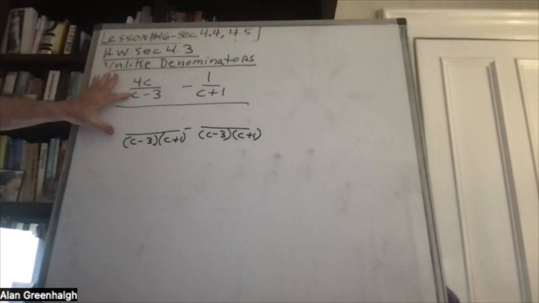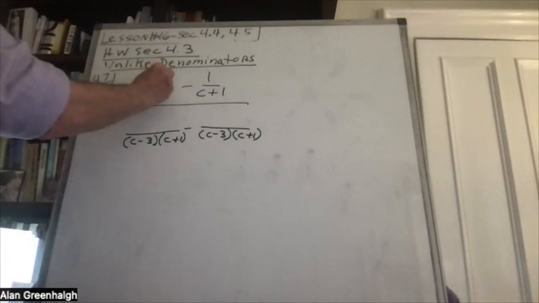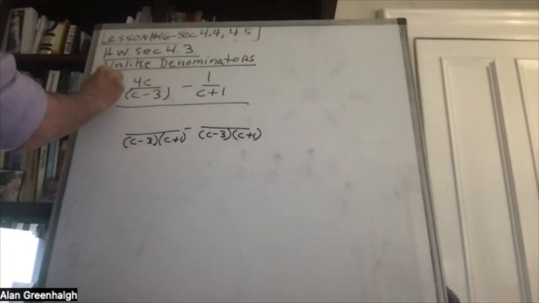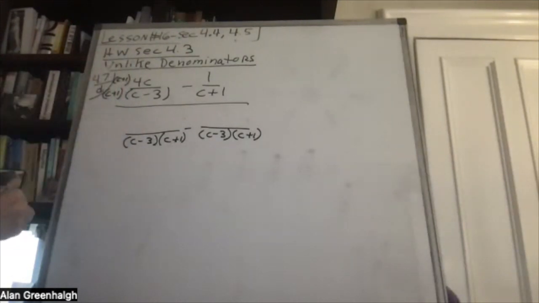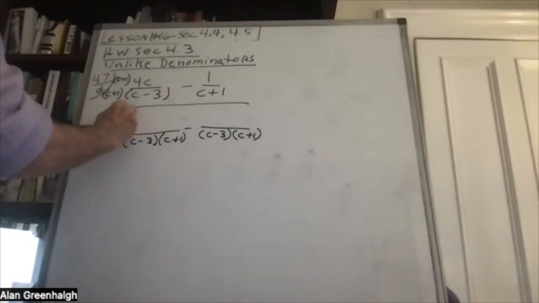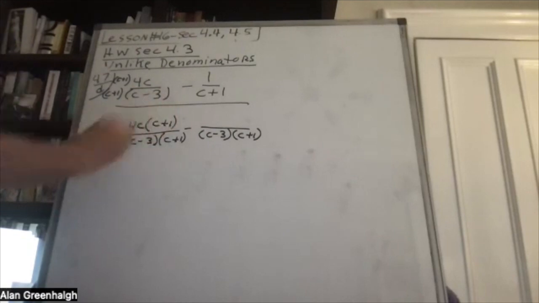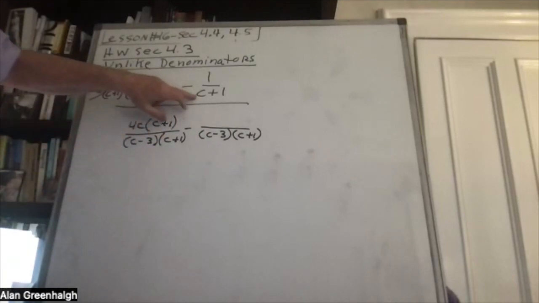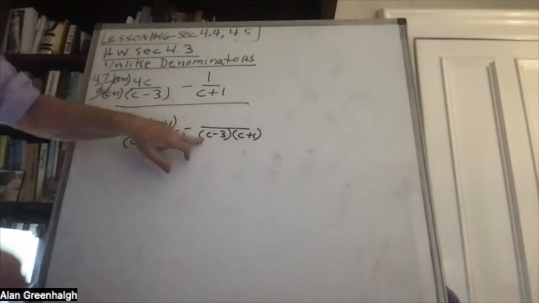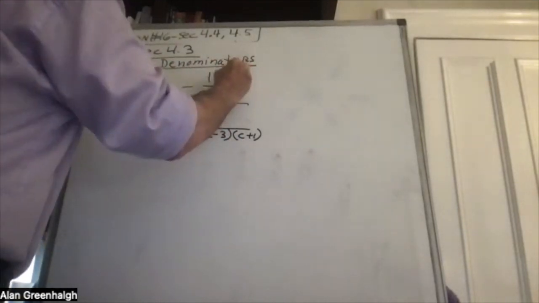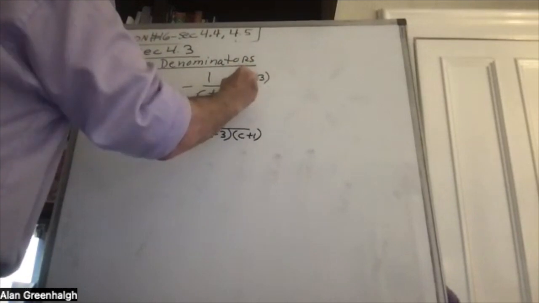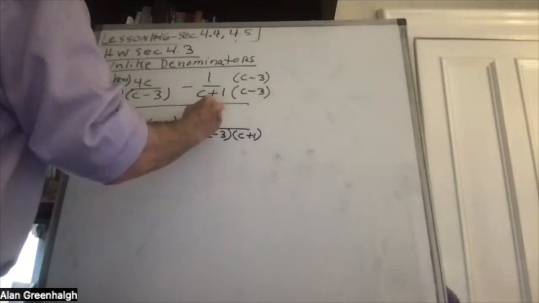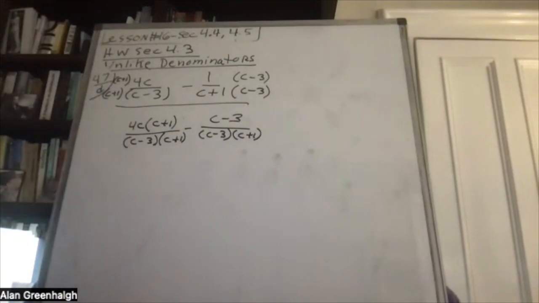Now to get from here to here, we're missing the c plus 1. So you're going to multiply this by c plus 1 over c plus 1. And that will come out, well, let's just leave it as that, and then we'll multiply later. So that's what I did there. Here, you're missing the c minus 3, so we need to multiply by c minus 3 over c minus 3. And that's what you have there.